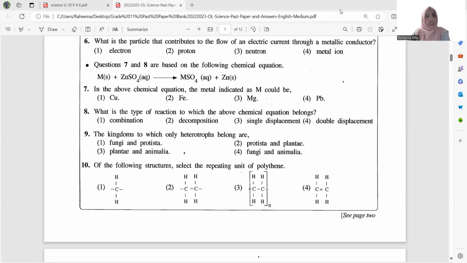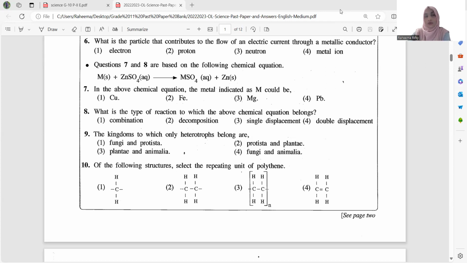Here the sixth question: what is the particle that contributes to the flow of an electric current through a metallic conductor? Normally we know that to pass electric current, we need electrons. We don't use protons, neutrons or any other ions here. We use electrons to pass the current.